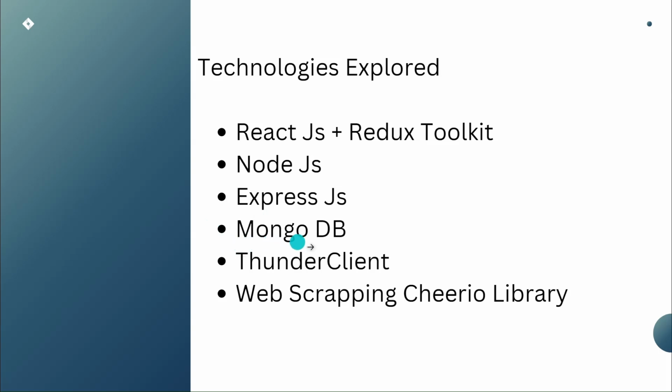And for the database I have used the MongoDB NoSQL database, and I have used its cloud instance and then connected it to my project. Then I have used Thunder Client for testing the API, and ultimately the main aim of the project is web scraping. For that I have used the Cheerio library with Express.js.